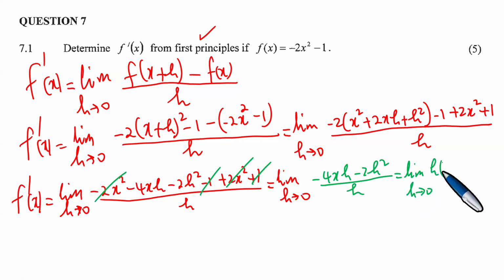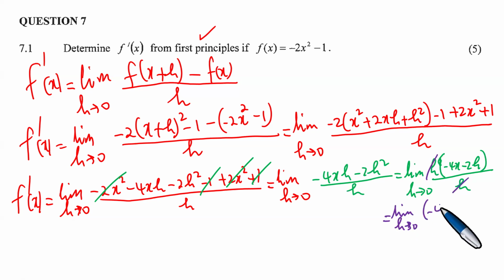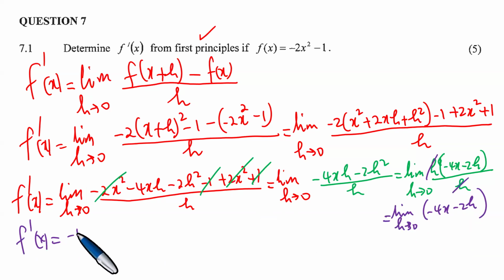This equals the limit as h approaches 0. Now, h here is a common factor, giving us h times minus 4x minus 2h, divided by h. Further simplification allows us to cancel h and h, and this yields the limit as h tends to 0 of minus 4x minus 2h. So this is f prime of x. Now, as h tends to 0, we are able to see that f prime is minus 4x minus 2 times 0.